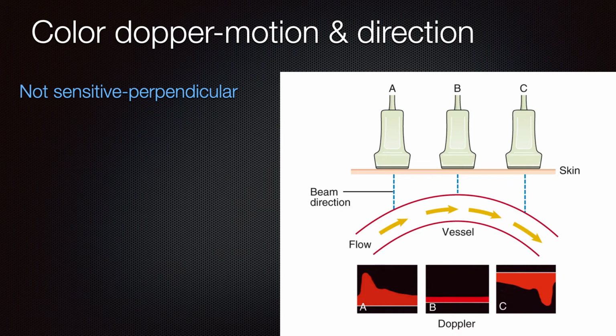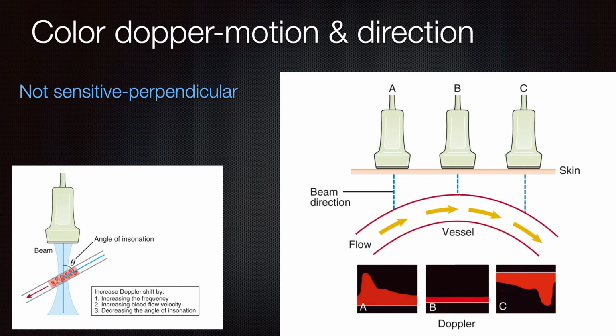When it's perpendicular, it doesn't pick up much Doppler flow, and that's really important that when you're trying to look for Doppler flow, you want to make sure you're as far away from being perpendicular as you can. And then in C, you're seeing the negative shift there.